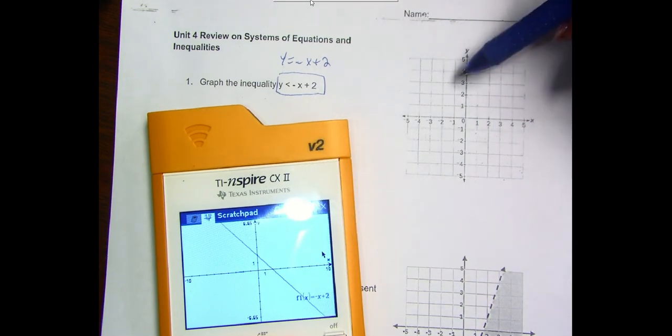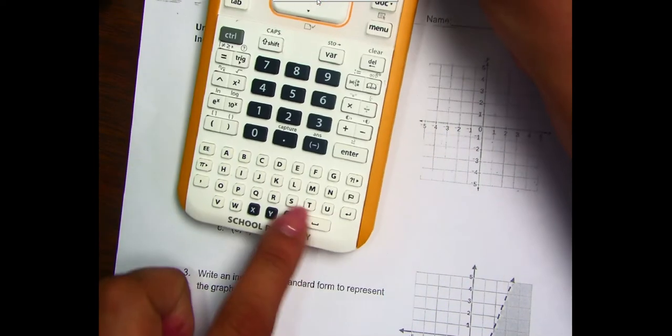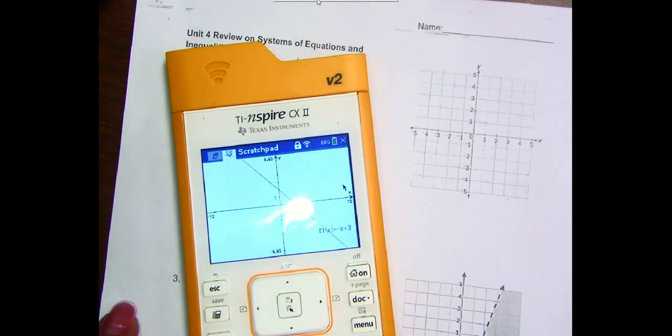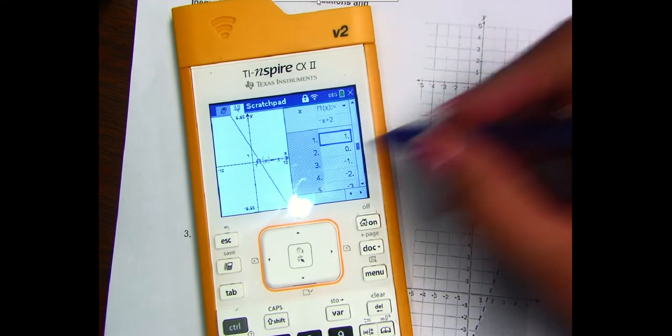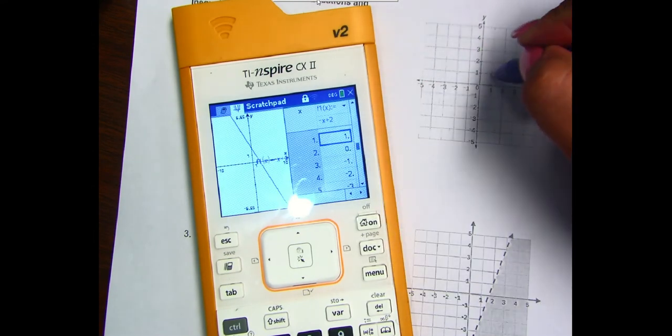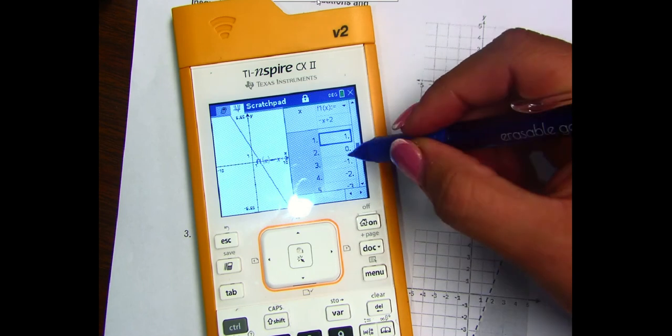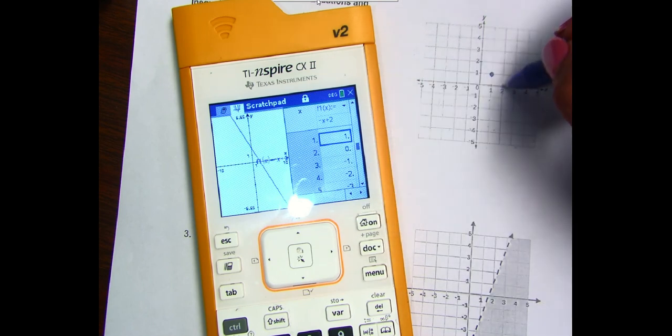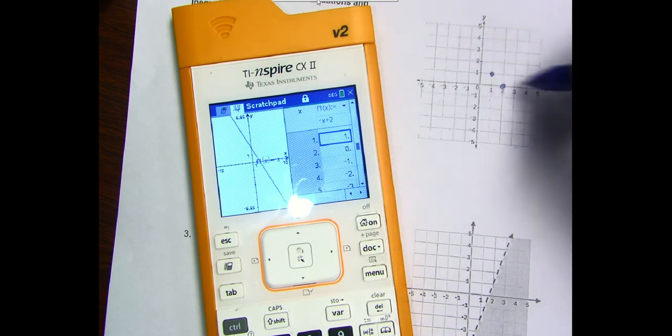To plot correctly, you will have to press Control T. So the button Control and then the letter T. And that will give you the table. So this table is the points that you're going to plot. So right away you can see it's 1, 1. We plot that point. 2, 0. X is 2, y is 0. 3, negative 1. X is 3, y is negative 1.